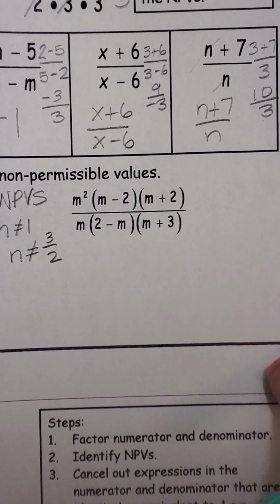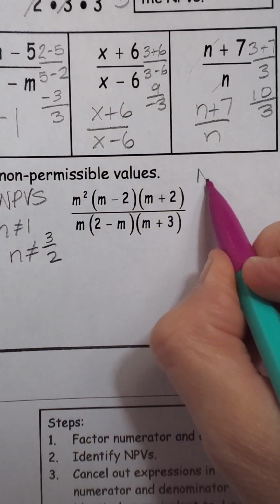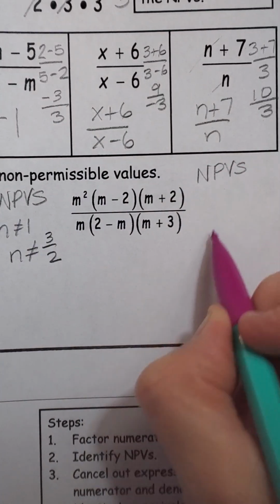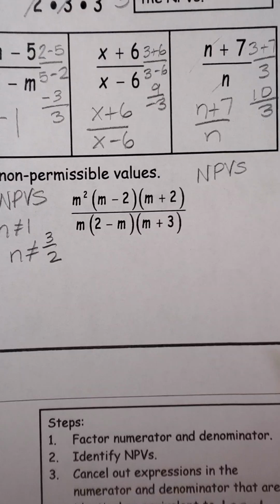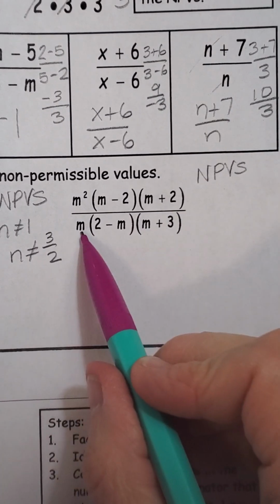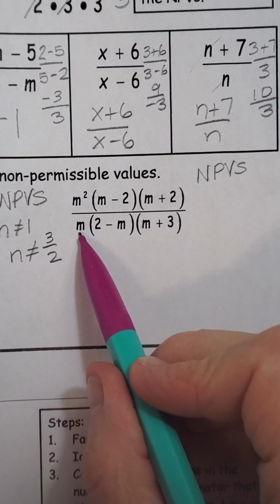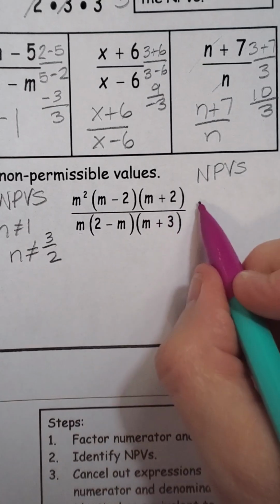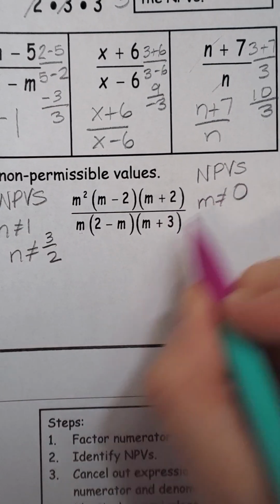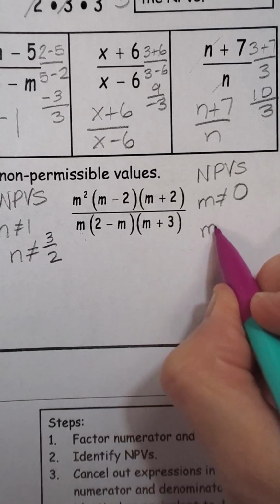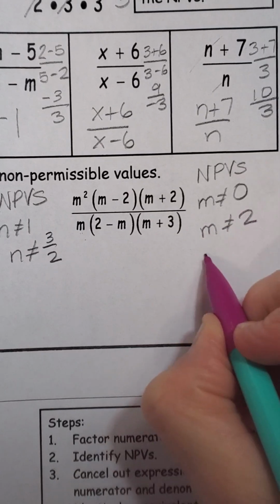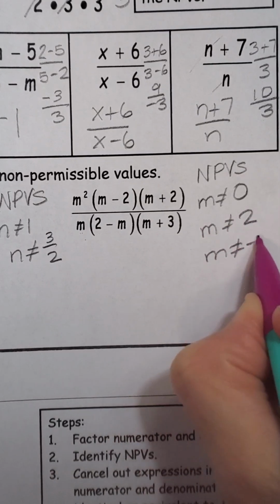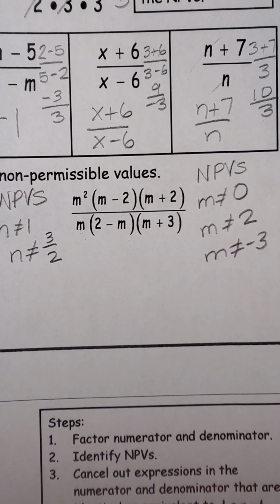But I'm going to ask, how many NPVs are there? That's my first question. There are 3. Don't forget, this GCF here is a non-permissible value. So M can't be 0. That's the first one. M can't be 2. And M can't be -3.